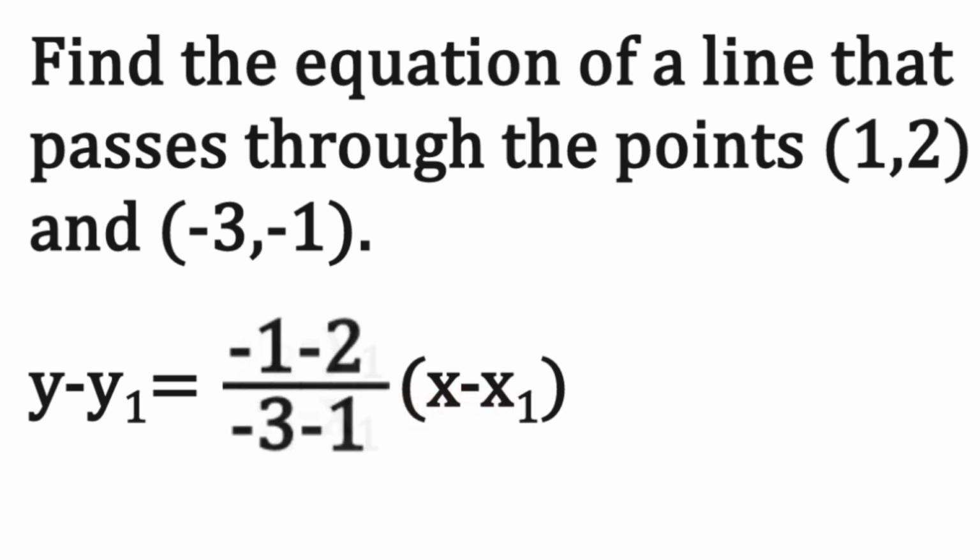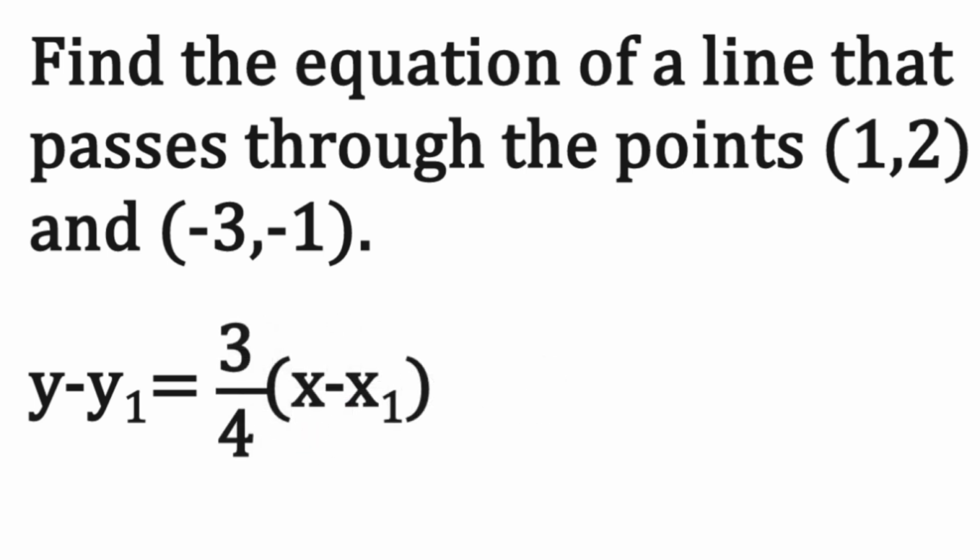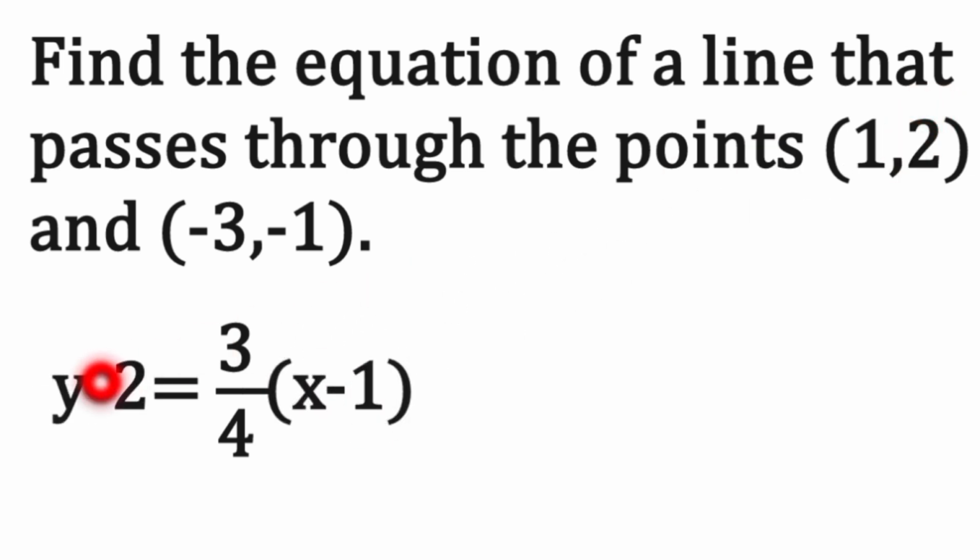So this is still the same as -1 minus 2 over -3 minus 1, and still the answer is 3 over 4. So substitute for the values of y1 and x1: we have 2 here and 1 here. Distribute this 3 over 4 to x minus 1. So we have y minus 2 equals 3 over 4 x minus 3 over 4.